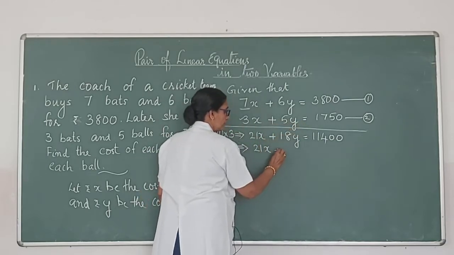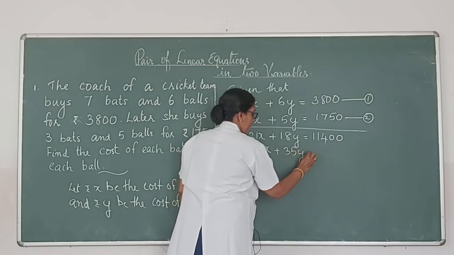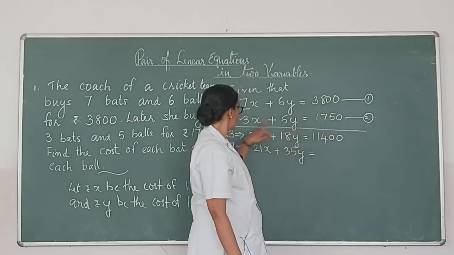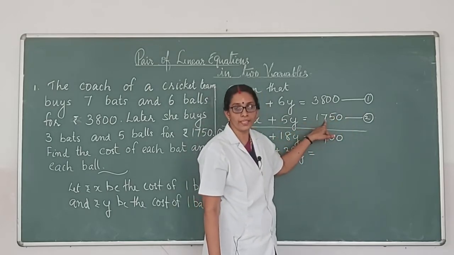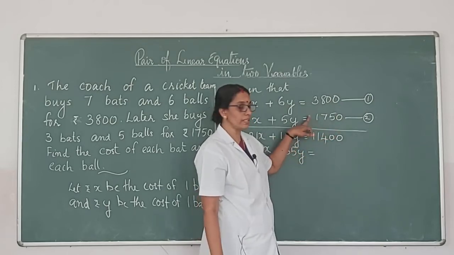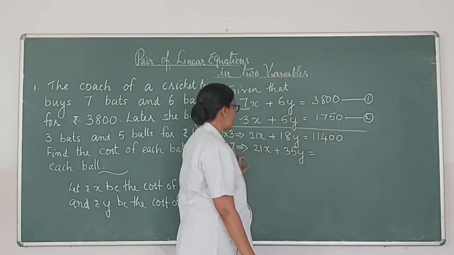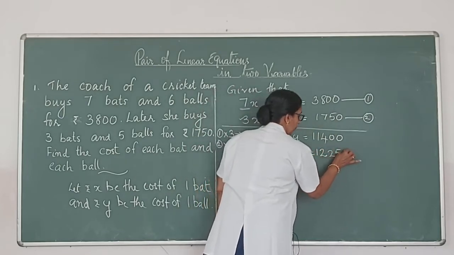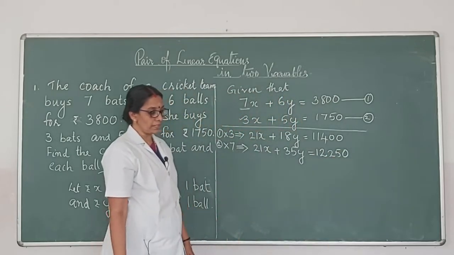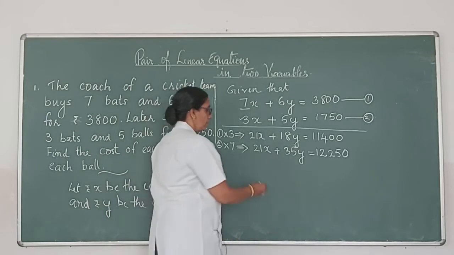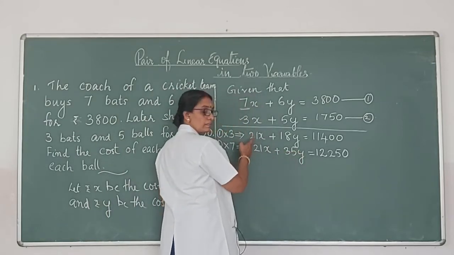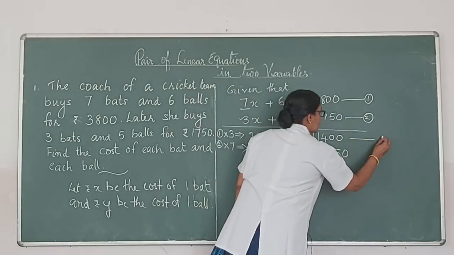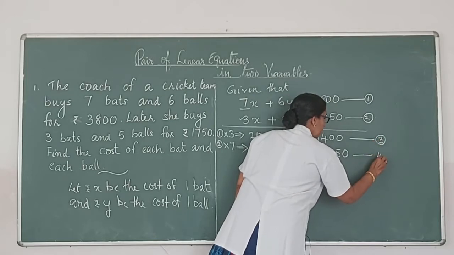So, 7 into 5, 35y equal to 1750 into 7. What is it? You have to do the calculation in your working column. 1750 multiplied by 7, we will get 12,250. Isn't it? So, now we equalized this coefficient of x. So, it is equation 3 and this is equation 4.